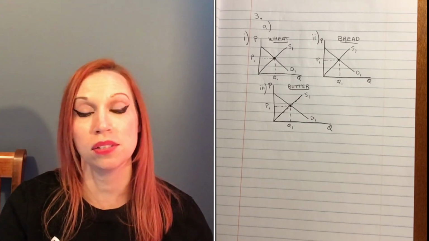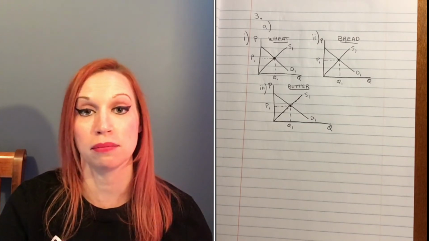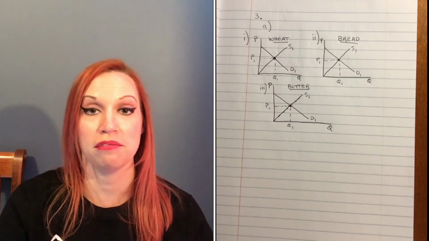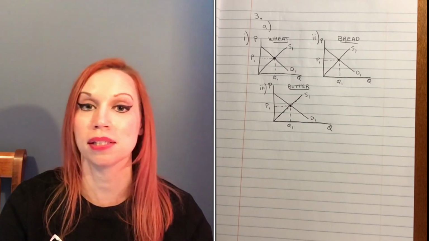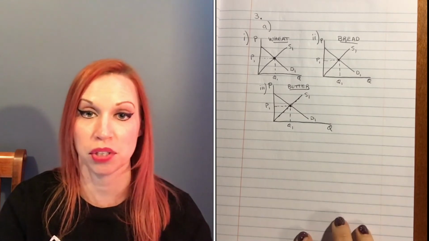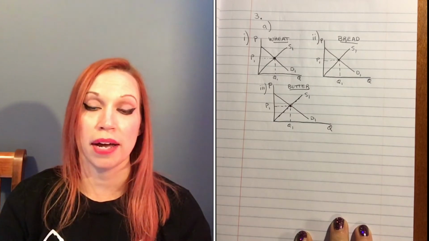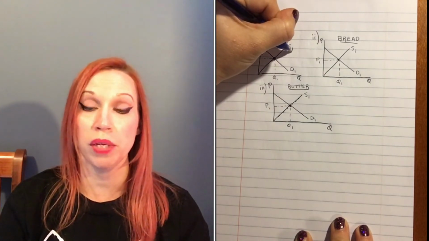Now remember that subsidies are the opposite of taxes. Instead of the government taking some money away, a subsidy is where they're giving some money or giving a financial break. So a subsidy is always something that's a good thing that's meant to encourage production. So in part A, the first thing that it wants us to do is draw a graph of how this subsidy is going to affect the wheat market.